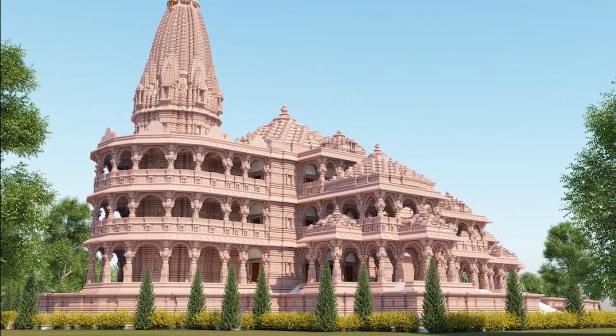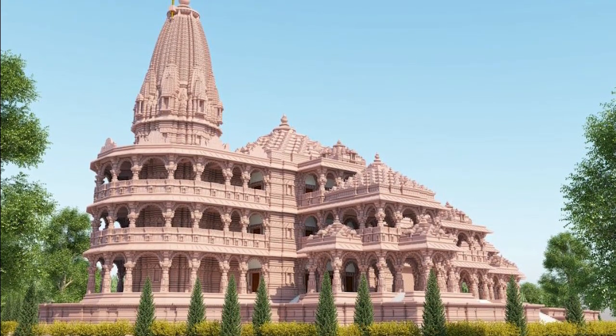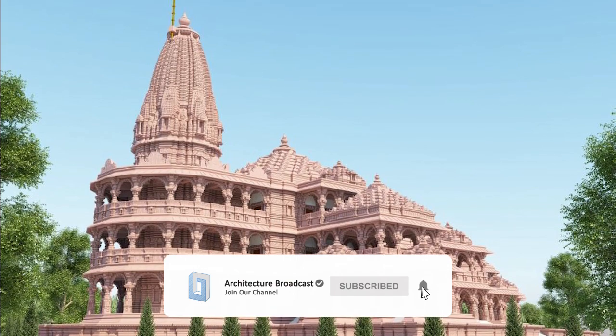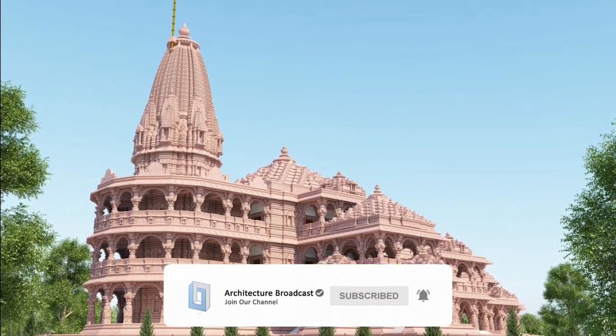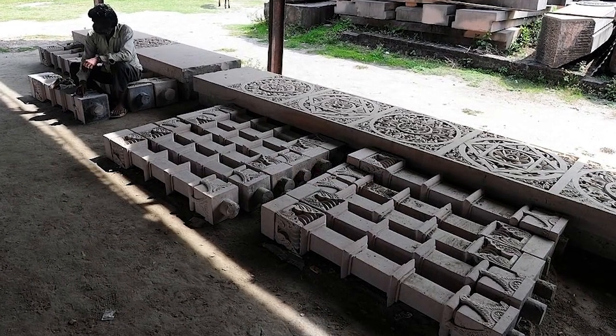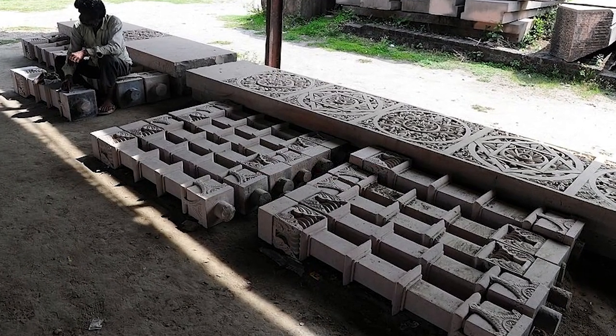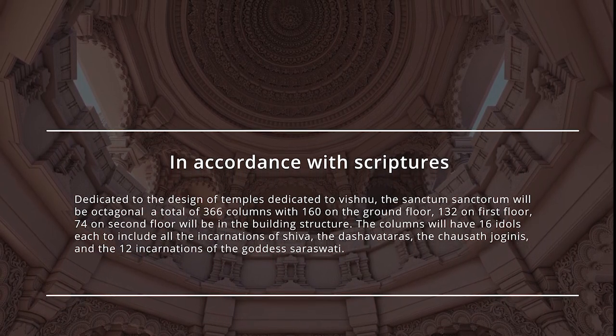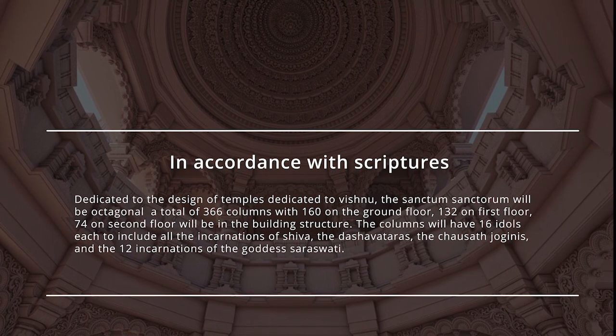In Nagara style, the mandapas are to be decorated with shikhara. The tallest shikhara will be above the Garbhagriha. There will be 4 gates, one in each direction. Each gate will be designed in the architectural style of the region it faces. In accordance with scriptures dedicated to the design of temples dedicated to Vishnu, the sanctum sanctorum will be octagonal.